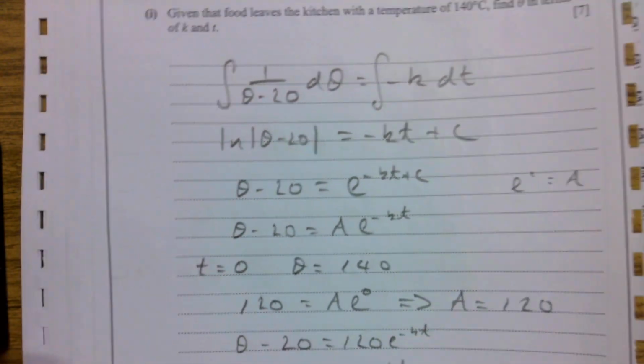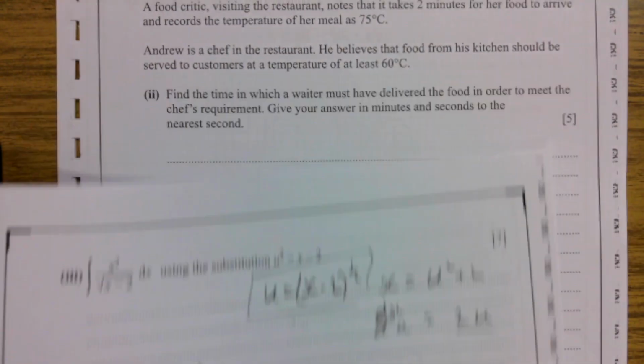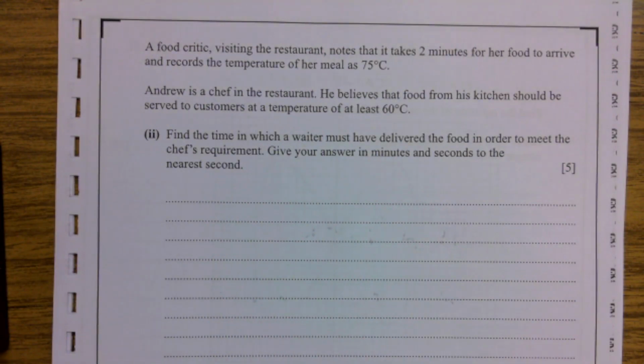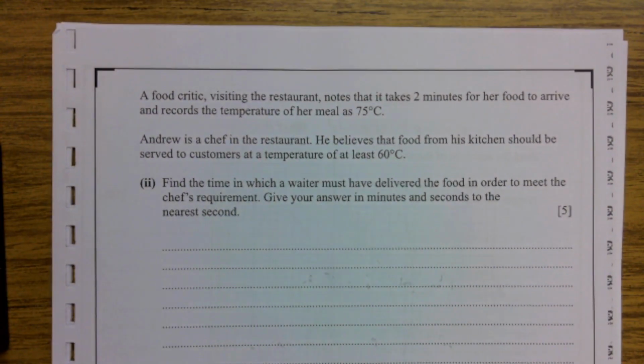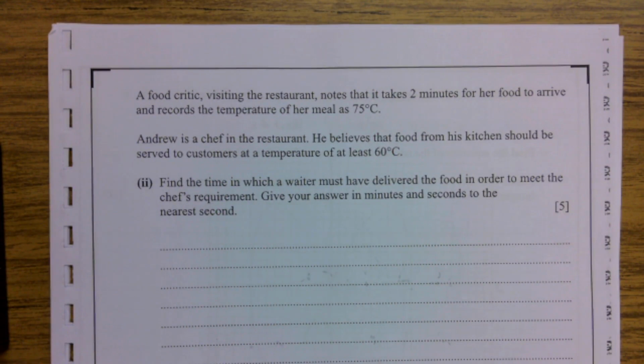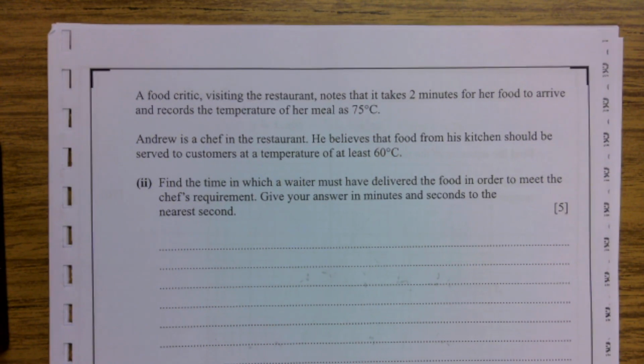On then to part 2. A food critic visiting the restaurant notes that it takes 2 minutes for her food to arrive and records a temperature of 75 degrees C. Andrew is a chef in the restaurant. He believes that the food from his kitchen should be served to customers at a temperature of at least 60 degrees C. Find the time in which a waiter must have delivered the food in order to meet the chef's requirement. Give your answer in minutes and seconds to the nearest second.